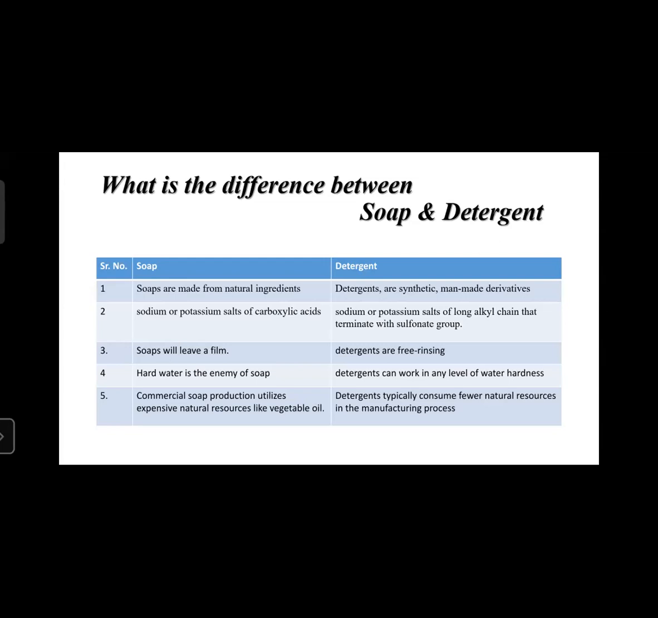Commercial soap production utilizes expensive natural resources like vegetable oil, and detergent typically consumes pure natural resources in the manufacturing process.